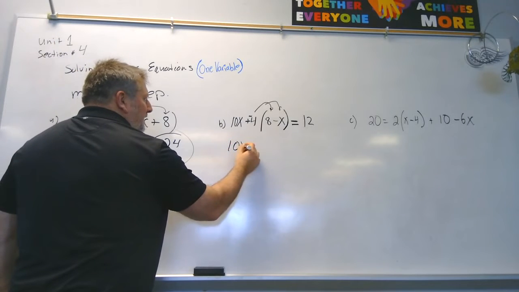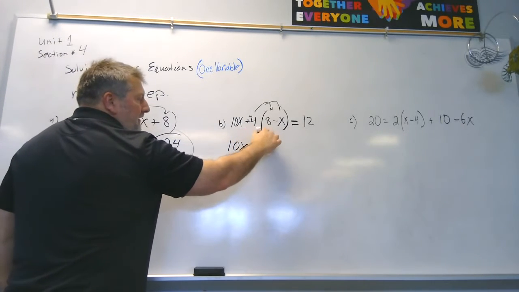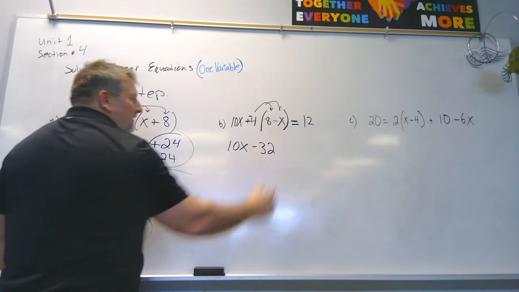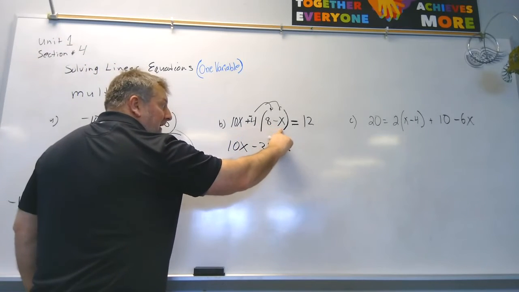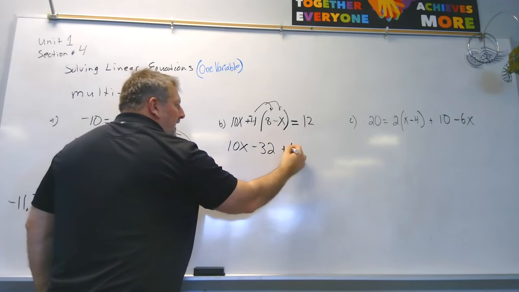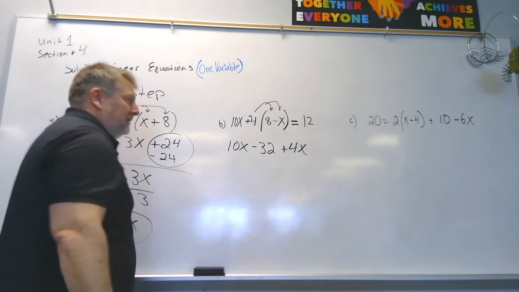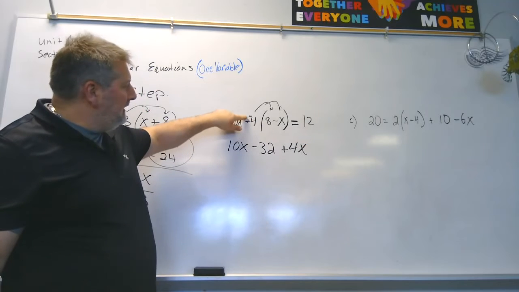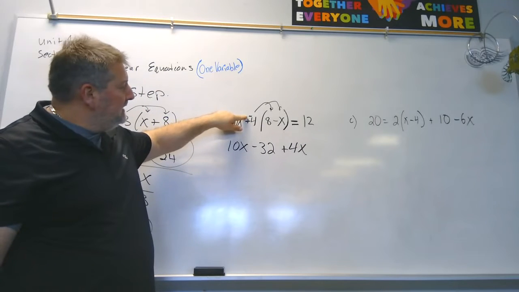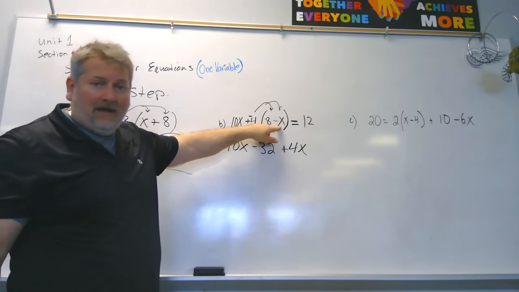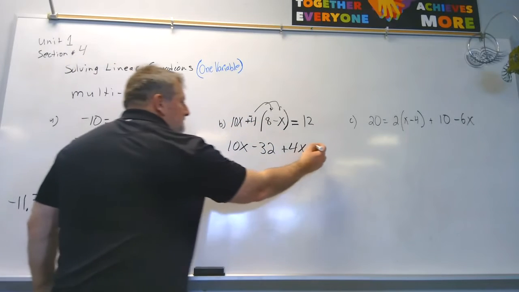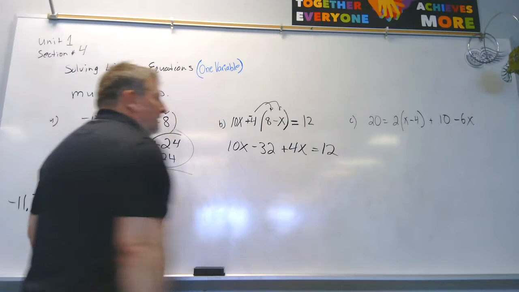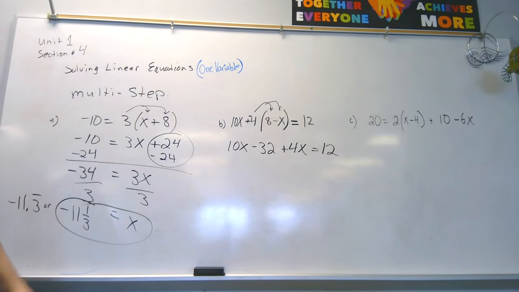So 10x is sitting out front. Negative 4 times 8, negative 32. Negative 4 times negative x, positive 4x. Again, watch yourself here at negative 4 times a negative x. Negative times negative is positive. Equals what? So again, all I did, the first thing was just distribute.